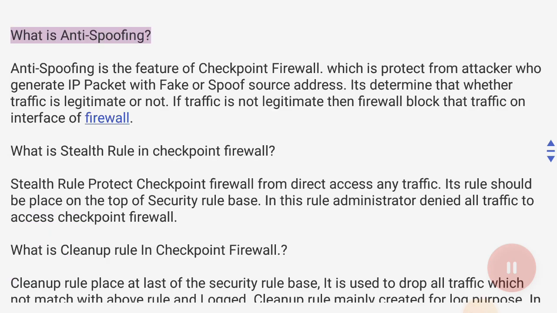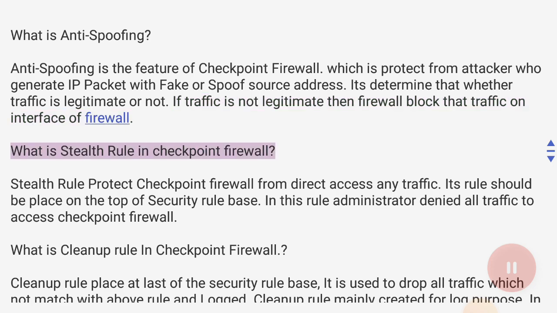What is anti-spoofing? Anti-spoofing is a feature of Checkpoint firewall which protects from attackers who generate IP packets with a fake or spoofed source address. It determines whether traffic is legitimate or not. If the traffic is not legitimate, then the firewall blocks the traffic on the interface of the firewall.